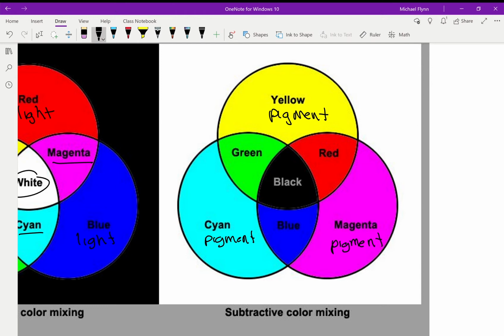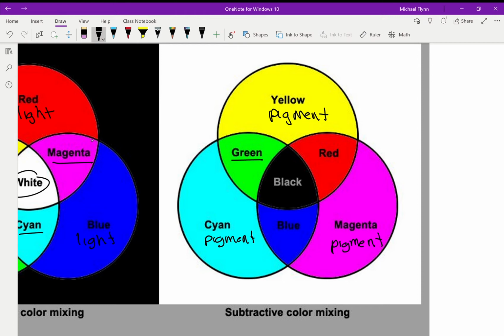Now, I don't know how it works in art class. I always forget. They'll say red and blue make, whatever. Red is one of the primary colors. That's actually not true. The primary pigment colors are yellow, cyan, and magenta. And if you were to mix yellow and cyan paint, you would get green.